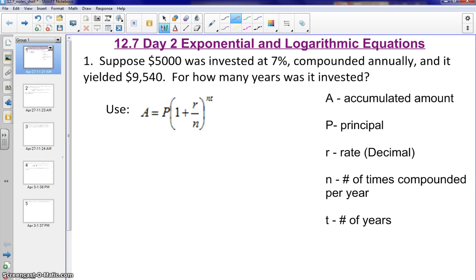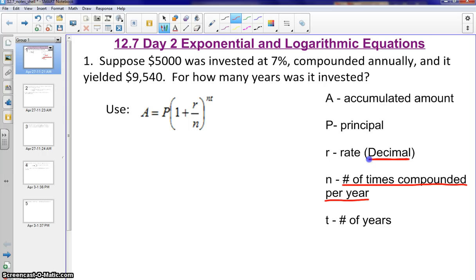As you can see, we have the formula here, A equals P times the quantity 1 plus R over N raised to the NT. Now this is a slightly different version from what's in your textbook. It's a bit more specific, okay? I want to point out a couple different things here. On the side, you can see that each variable is defined. R is rate, and I do want to point out that that is written as a decimal. And N is the number of times compounded per year.